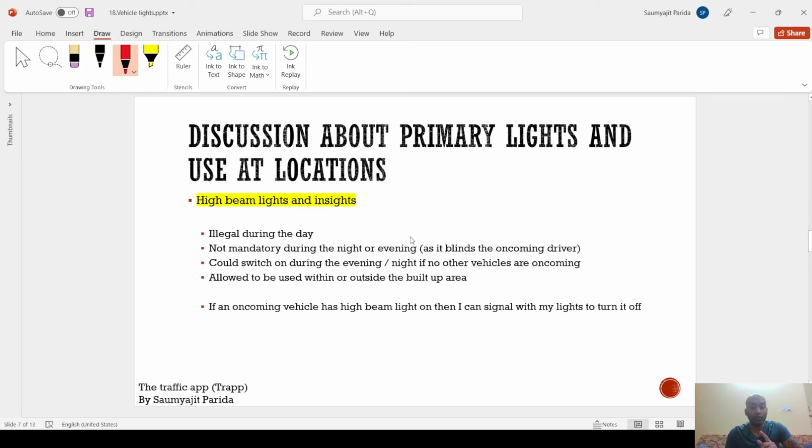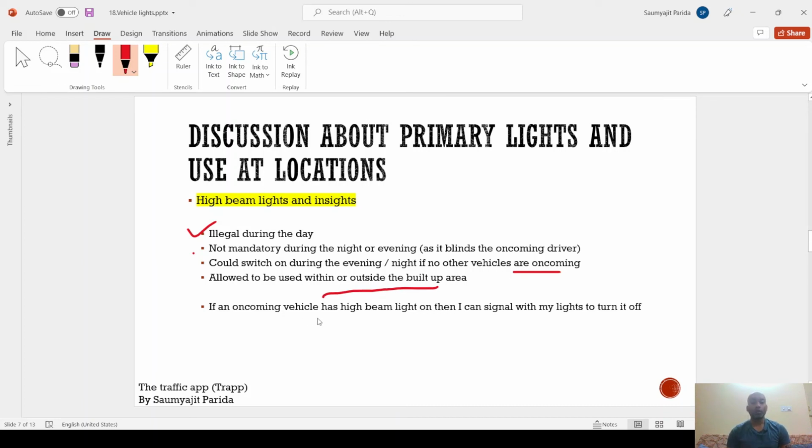The high beam light, first of all, the color of the high beam indication is blue. It's a blue light on the monitor. It's illegal during the day. It is not mandatory during the night or evening, as it blinds the oncoming driver. You could switch it on during the evening or night if no other vehicles are oncoming. It is not mandatory actually. It is allowed to be used within or outside the built-up area. I mean, it is allowed in both.